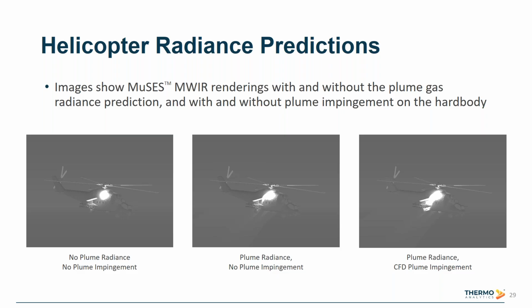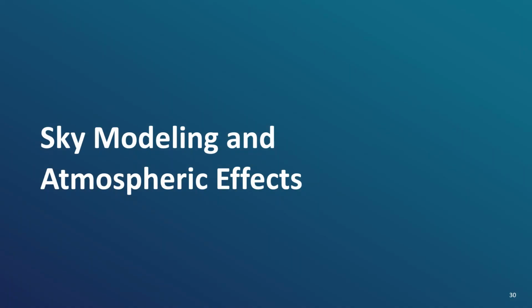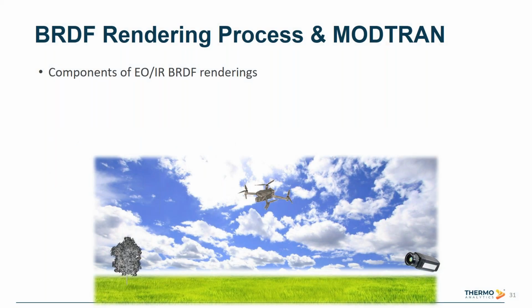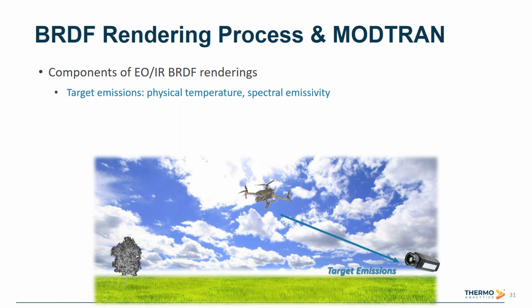Now that we have discussed aerodynamic convection and plume radiance and impingement, next we will talk about modeling the sky background. Last but not least, I will describe how MuSES models the sky and atmosphere and how you can customize the settings to fit your desired airborne target scenario. I will now describe the different components that affect the radiance of a target within a natural scene. The first radiance source is emissions from the target, which are based on the physical temperature and spectral emissivity of the object.